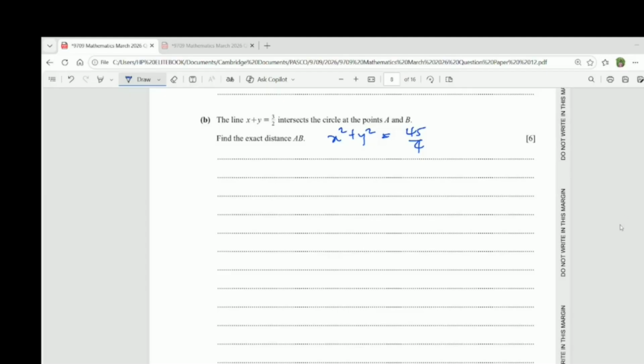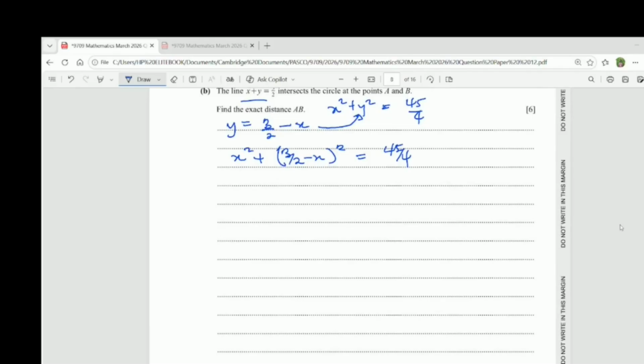So let's start by making y the subject. From the line's equation, y is equal to 3 over 2, or 1.5, minus x. So you put that in place of y over here. Wherever we see y, we replace it by 3 over 2 minus x. So the circle's equation becomes x squared plus (3 over 2 minus x) all squared equal to 45 over 4. Then we expand the brackets and simplify. We have x squared plus 3 over 2 squared, which is 9 over 4, and then minus 2 times 3 over 2 x, plus x squared, equal to 45 over 4.